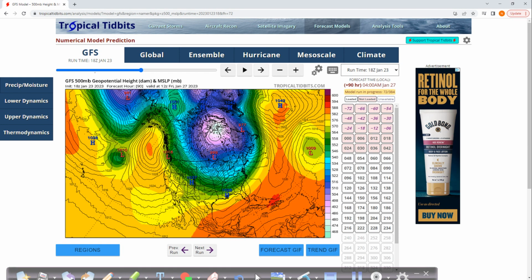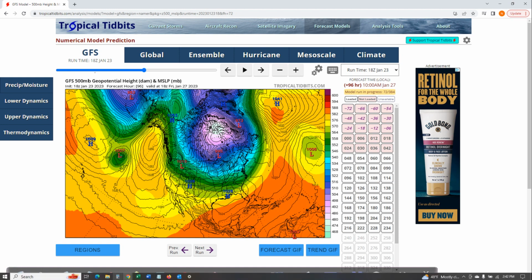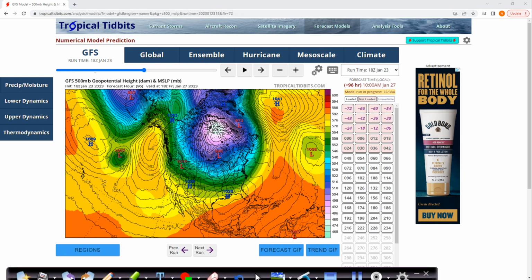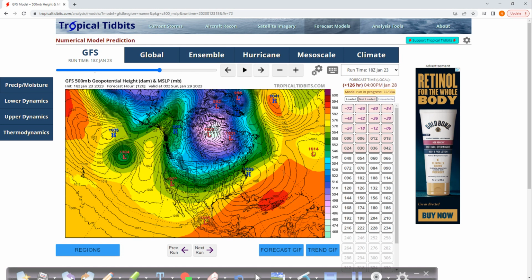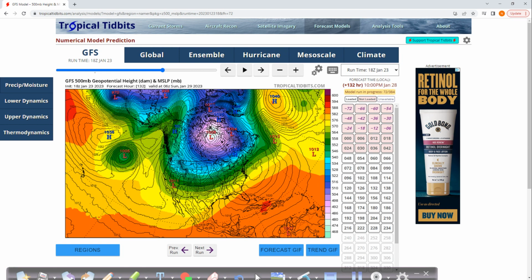But here it is now, Friday. This is that first system coming through. This is the afternoon run of the US model. There's a first system coming through, which is not cold enough for snow. Here is that second system coming through, now Saturday night and Sunday morning. What's interesting to me on this is that it's not as far offshore as past runs have been.